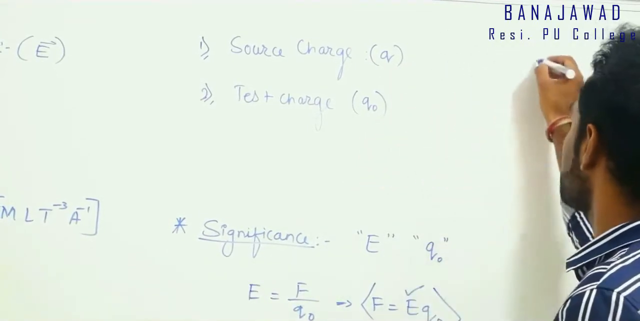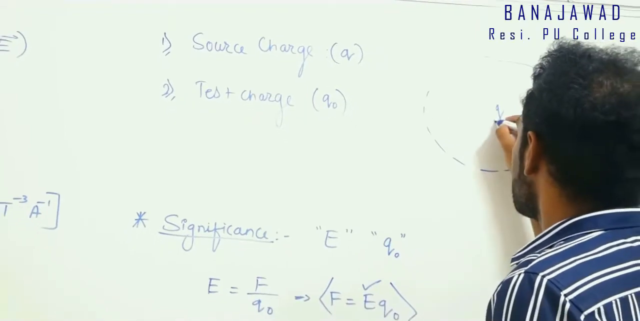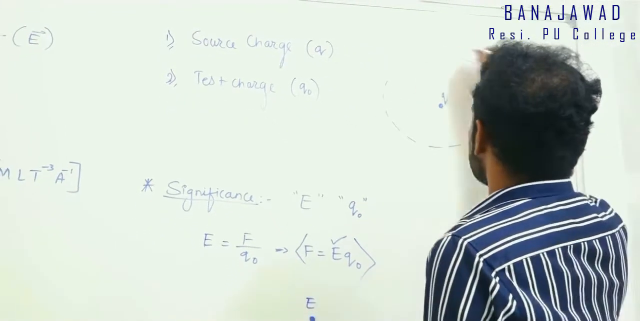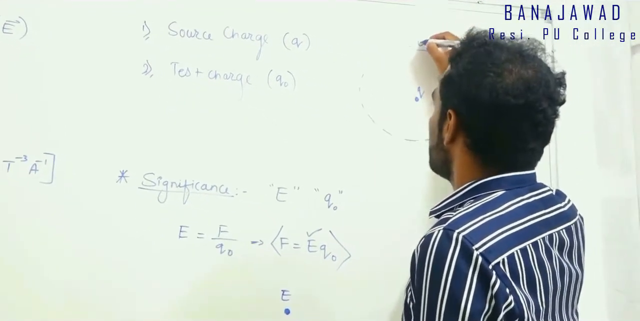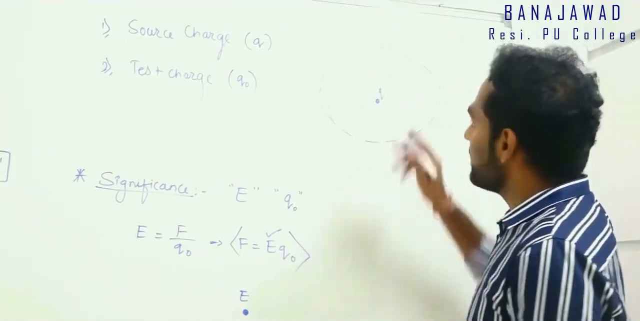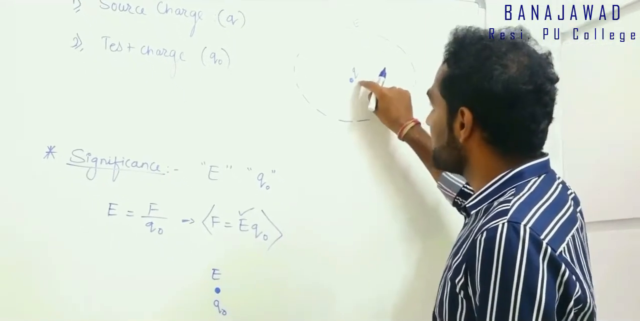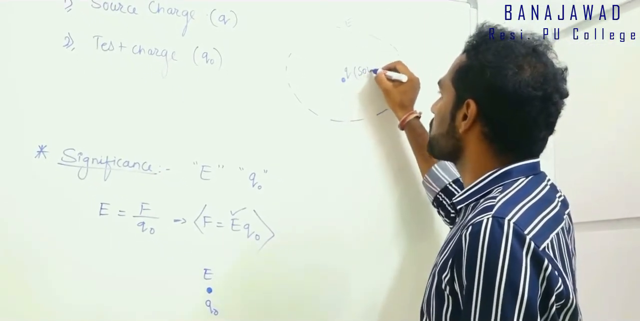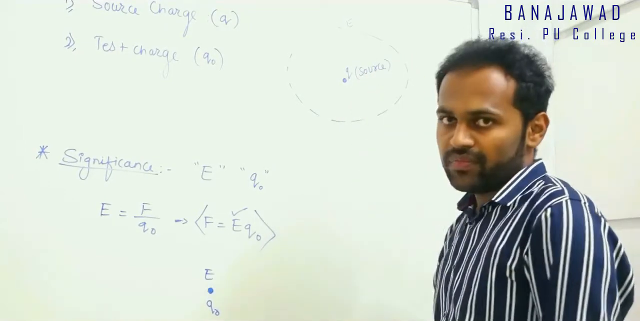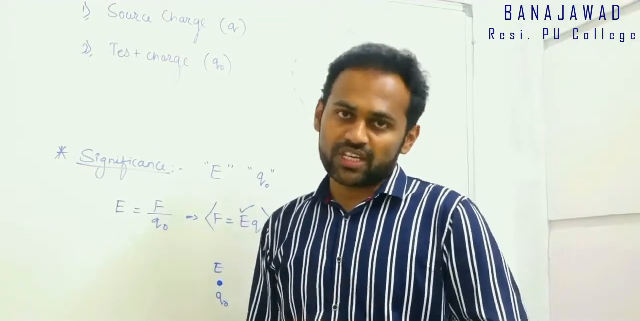See, previously we have discussed that if we consider a charge called Q, then this is the space around the charge in which any other charge will experience a force. That's why the space around this charge is said to be electric field. This electric field is due to this charge. So this charge is said to be source charge, because it is producing the electric field. The charge which produces the electric field in its surrounding is called source charge.